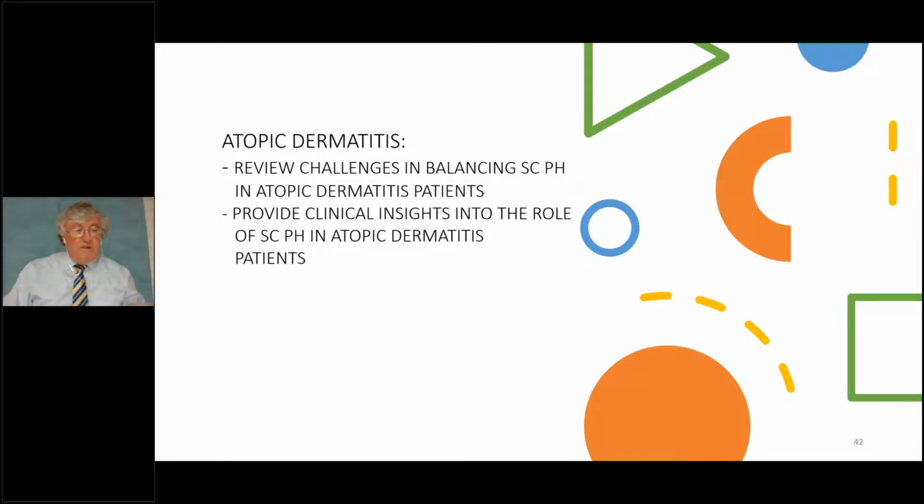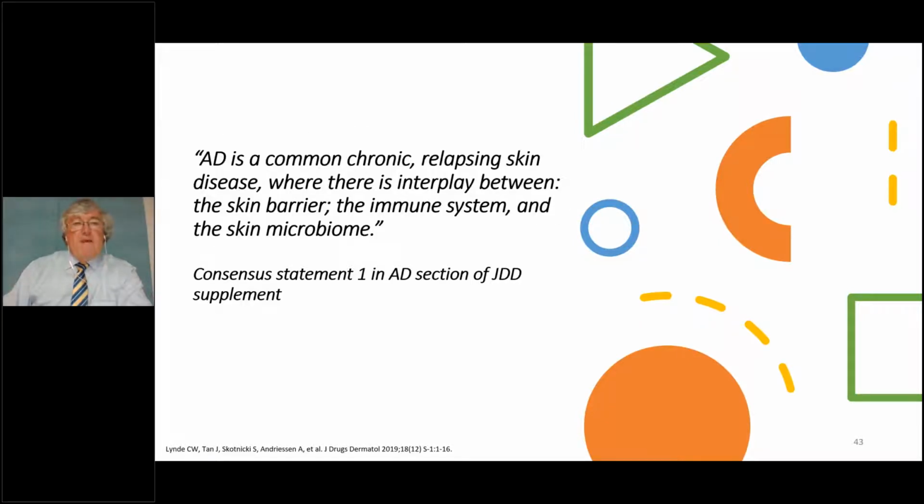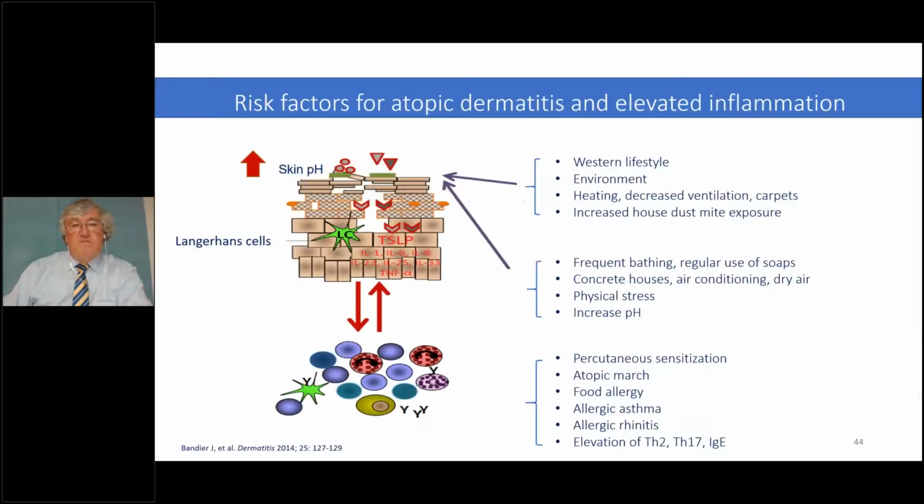We're doing a lot of different clinical studies in atopic dermatitis, and our understanding of the immunology is increasing. I want to talk about it in the context of how stratum corneum pH is important to the skin barrier in atopic dermatitis. I think we all know that AD is a common chronic relapsing skin condition, and there's an interplay between not only the skin barrier, but the immune function and the microbiome. This is a very complex thing, and all of these contribute to it.